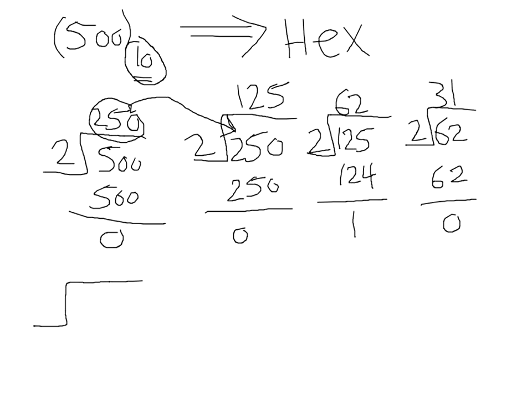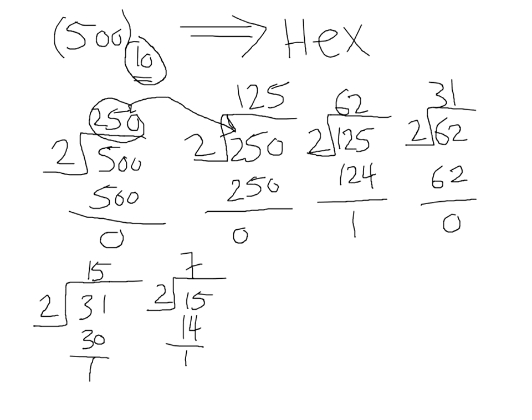Right. So we have the 31 now. 31 divided by 2 is 15. 15 times 2 is 30. And the remainder is 1. Okay, now we have the 15. The 15 divided by 2, we have 7. 7 times 2 is 14. And the remainder is 1.